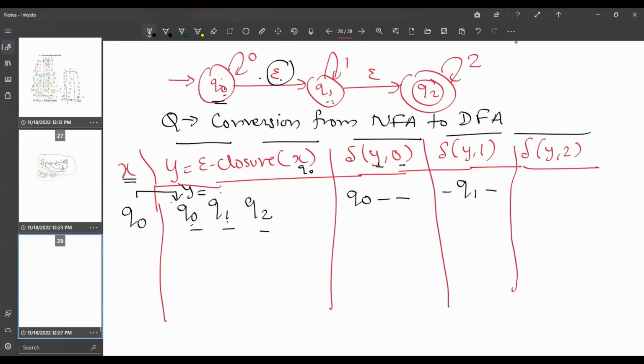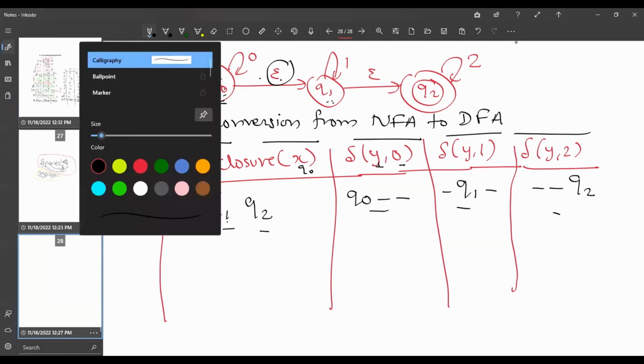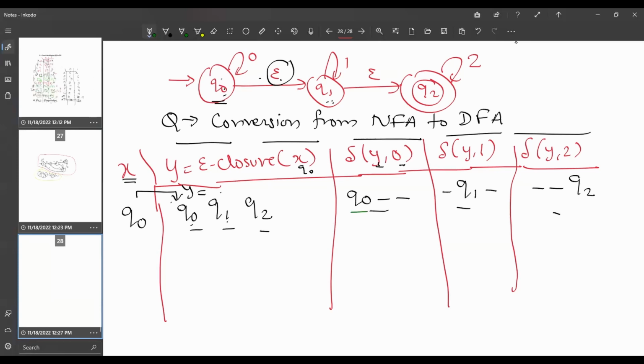Now Y on 2. That is Q0, Q1, Q2 on 2. Q0 on 2 is not going anywhere. Q1 on 2 is not going anywhere, but Q2 on 2 goes to itself. Now these three become the reachable states. We have to consider these reachable states, in which Q0 is already considered here. Now we'll consider Q1. That means we have to find the epsilon closure.